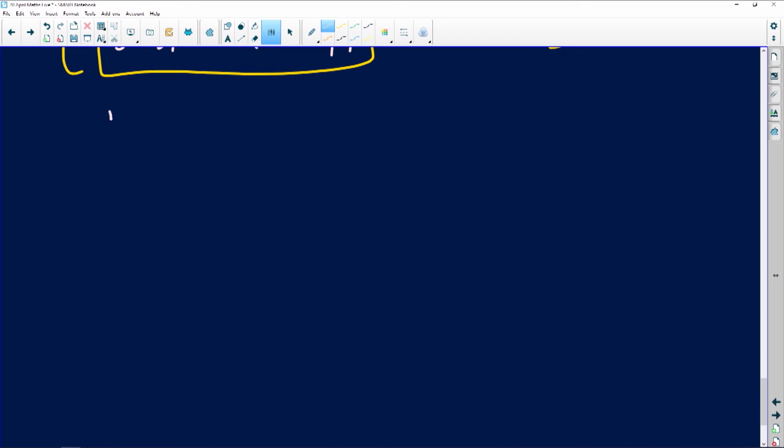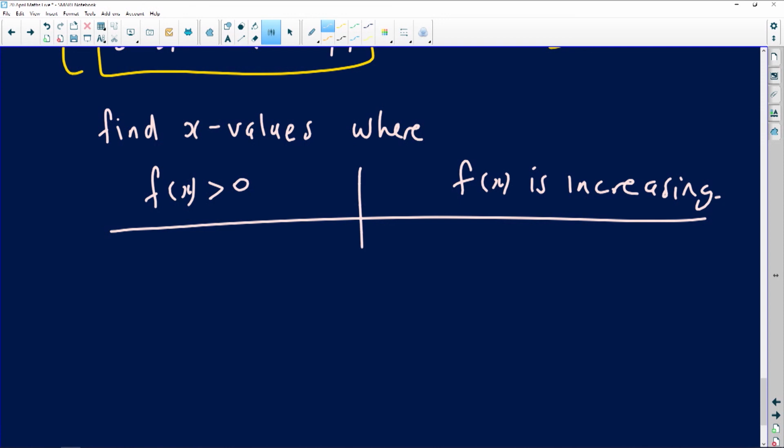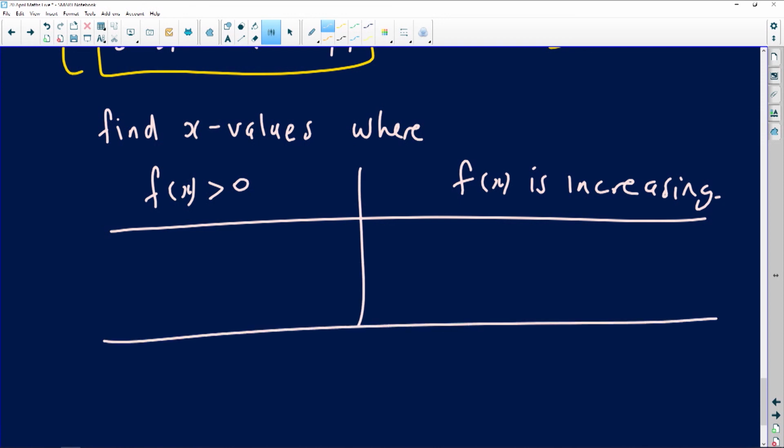So they say find x values where, first of all, f of x is greater than 0. And secondly, they want where f of x is increasing. Very powerful. Now, for me to do this, it's an easy question, guys. But for some weird reason, you guys struggle with these analysis type of questions of 2 marks and 3 marks and 1 marks and so on.